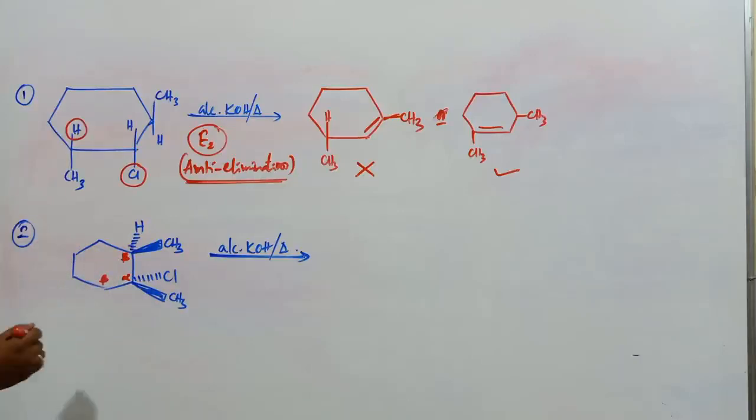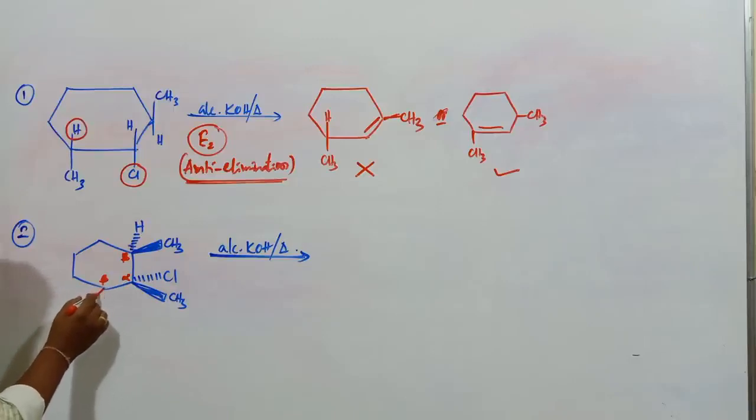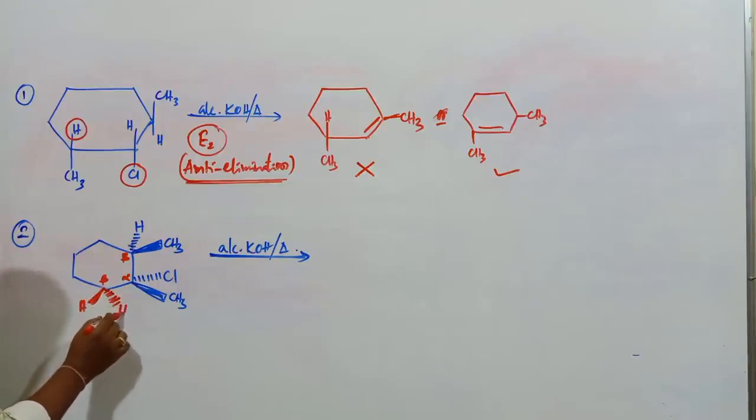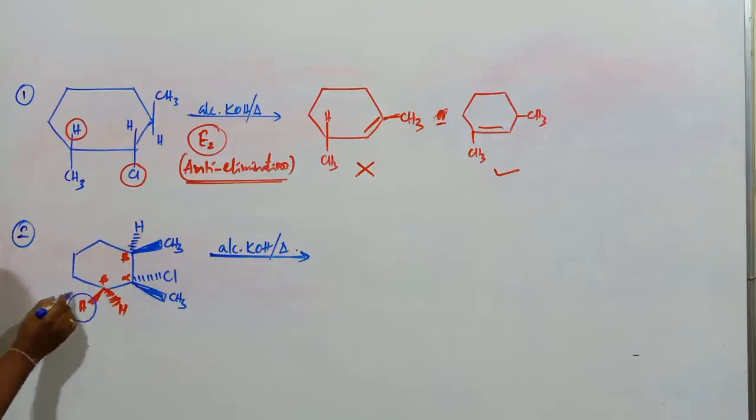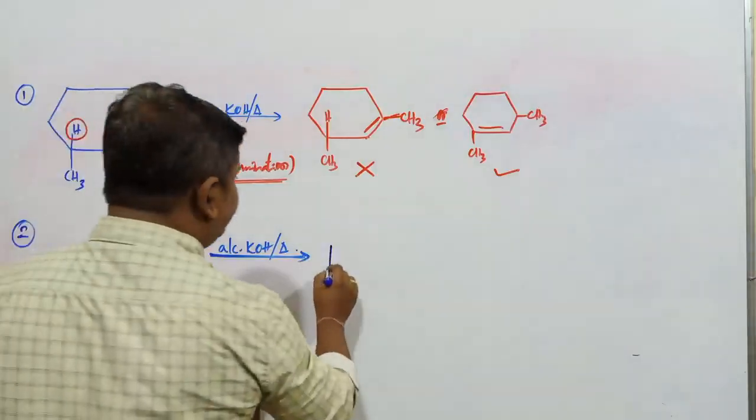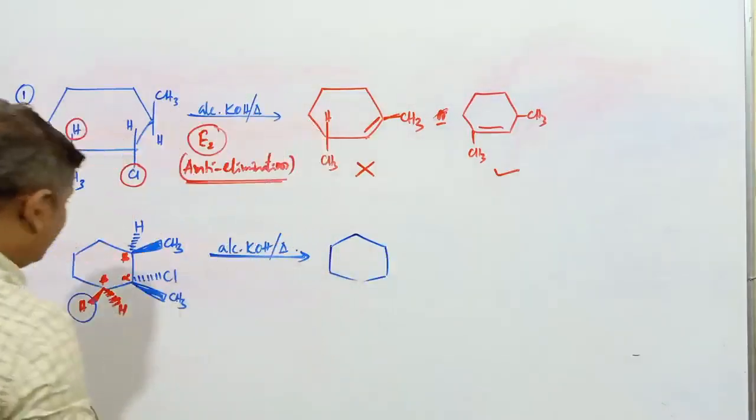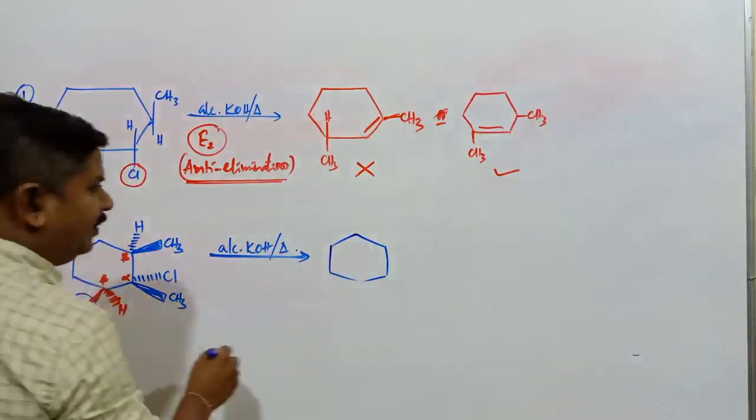Here you can also observe two hydrogen atoms: one hydrogen is on a wedge, and the other hydrogen is on a dash. So which chlorine and which hydrogen are eliminated? There is no question of eliminating this hydrogen atom. The hydrogen that is eliminated must be anti-periplanar to the chlorine. Anti-periplanar means they should be at an angle of 180 degrees. So the double bond forms between these two carbon atoms, not between those two.